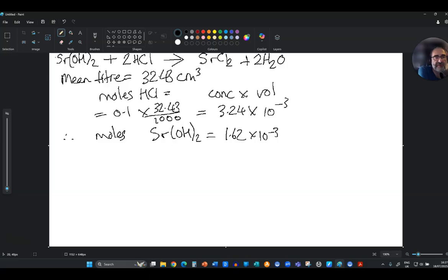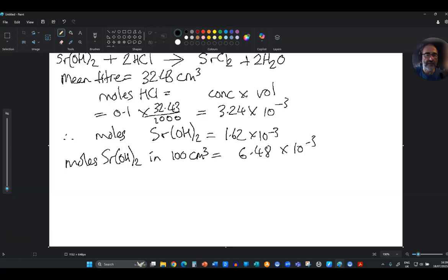And it's exactly half, because for every 1 mole of strontium hydroxide, we required 2 moles of HCl. Therefore, there was half as many moles of strontium hydroxide as hydrochloric acid in the sample. And that was in a 25 cubic centimetre sample, and we're asked to find out how much strontium hydroxide is present in 100 cubic centimetres. So let's work out how many moles that is. The number of moles is going to be 4 times the number of moles that were in 25 cubic centimetres. So that's 6.48 times 10 to the minus 3.